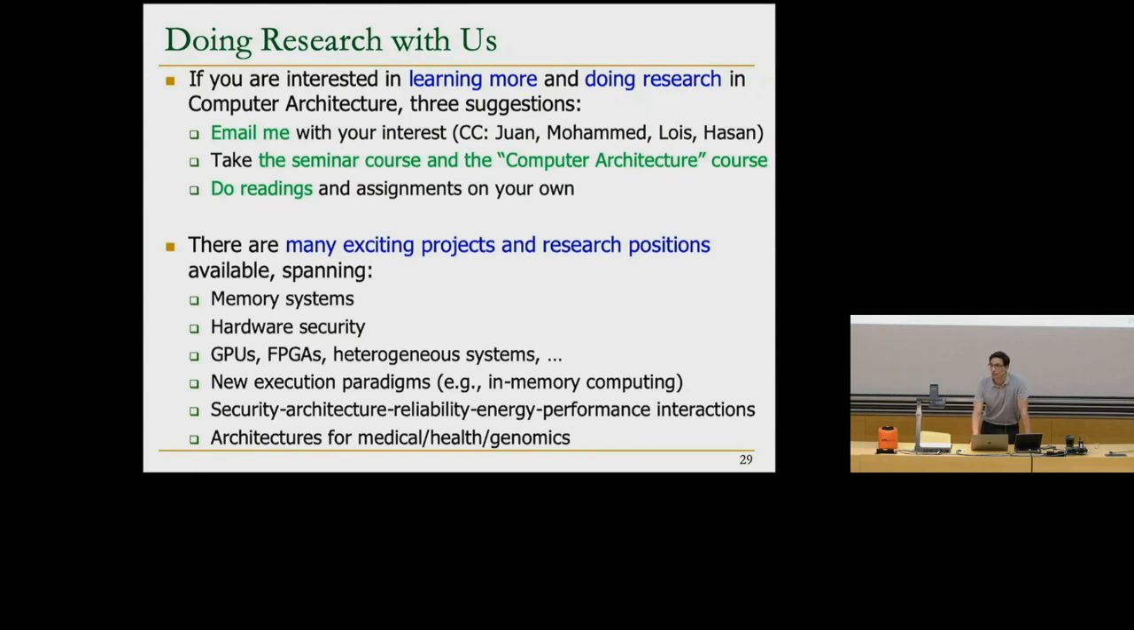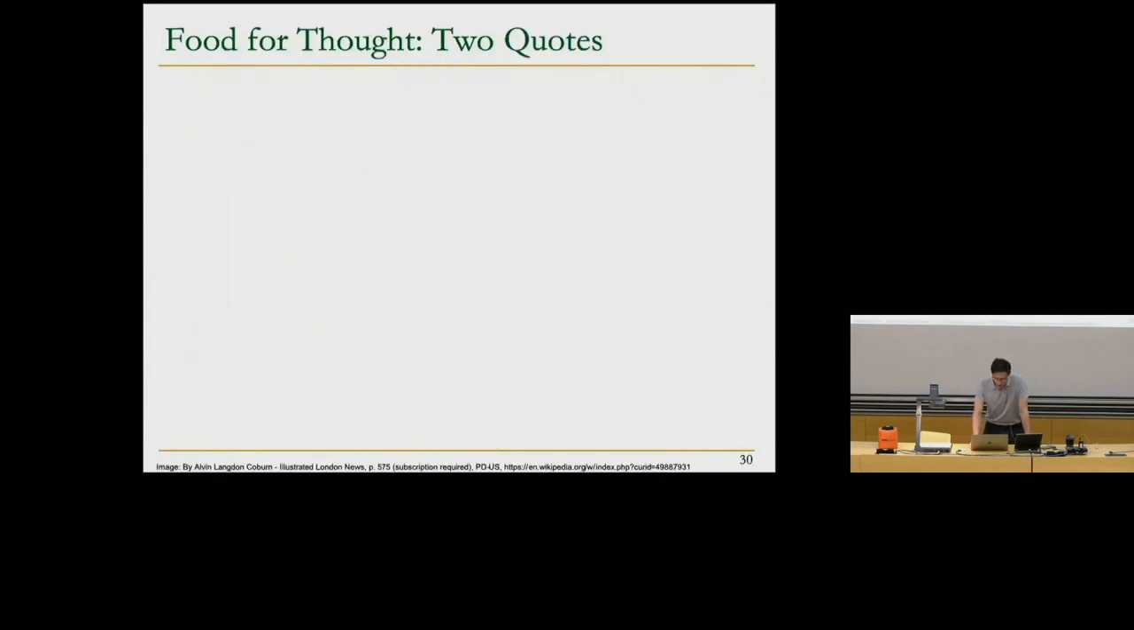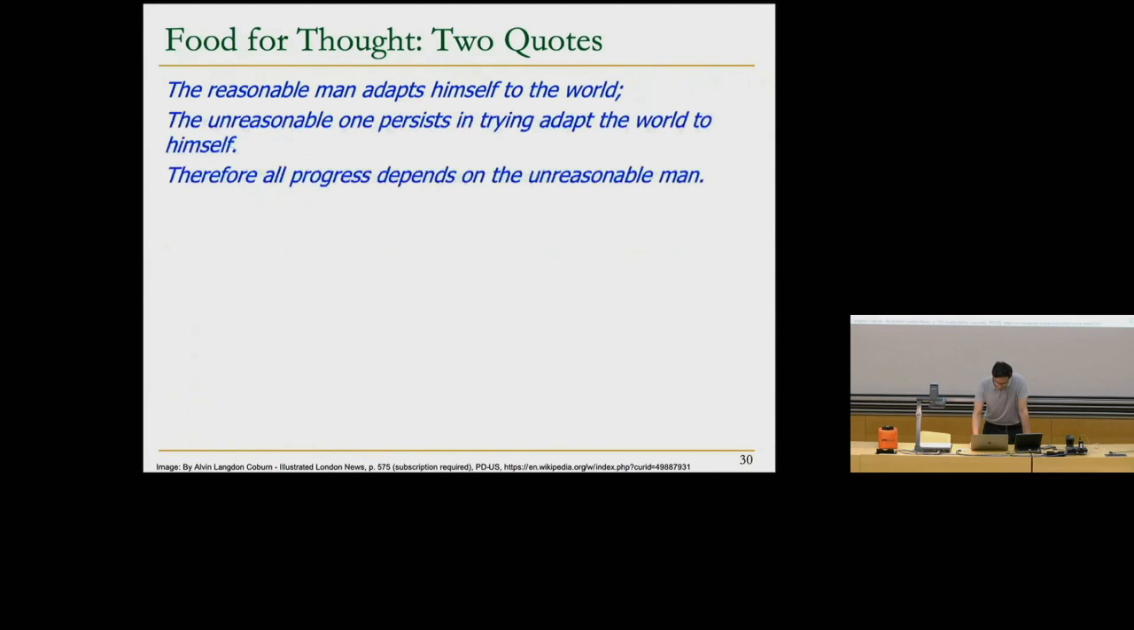Okay, any questions so far? No? Okay, I have two quotes for you to think about. The first one is this one: the reasonable man adapts himself to the world. The unreasonable one persists in trying to adapt the world to himself. So therefore, all progress depends on the unreasonable man, which is the one who tries to change the world. This is a quote from George Bernard Shaw.